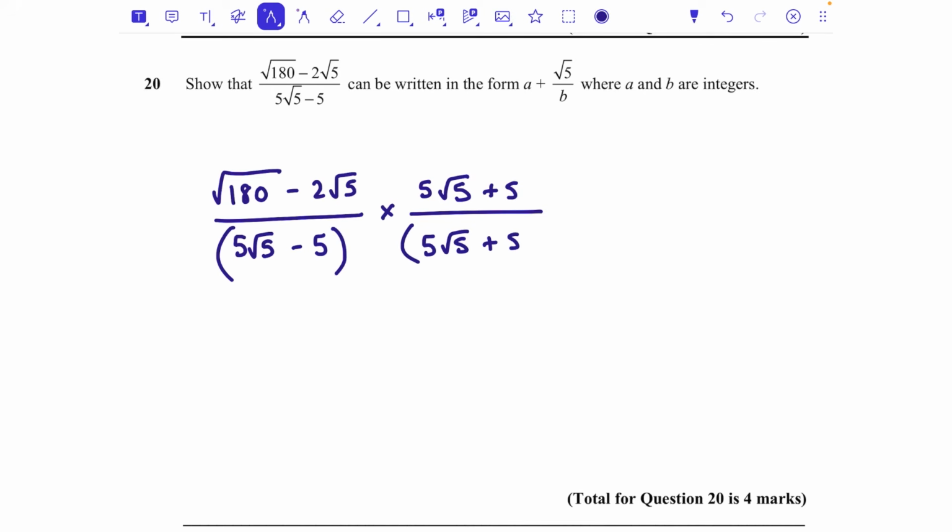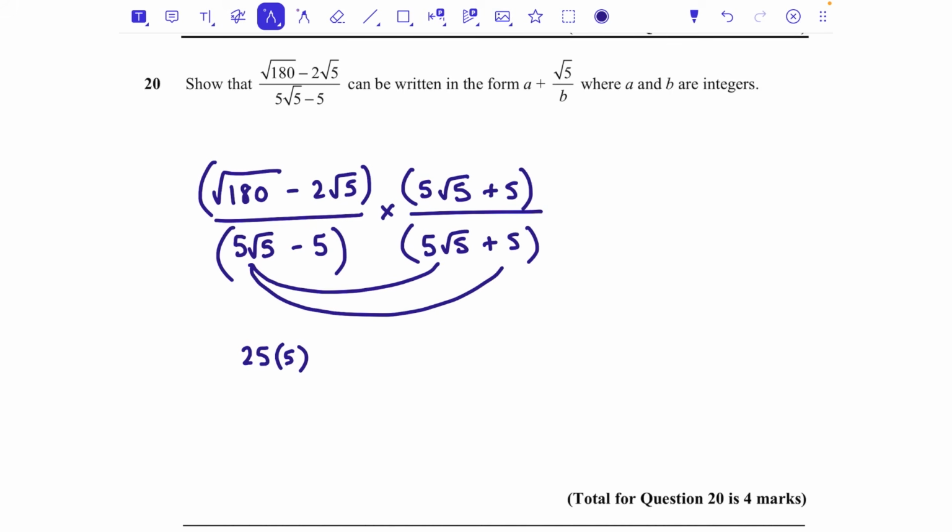Now when we're timesing 2 terms by 2 terms, it's much easier if you put brackets around that. So let's look at this denominator first. 5 root 5 times 5 root 5 is going to be 25 times 5. 5 times 5 is 25, and root 5 times root 5 is 5. And then I've got plus 25 root 5 minus 25 root 5. And we wanted that to happen because they are going to cancel out and get rid of any surd terms. And then last but not least, I've got minus 5 times 5, which is minus 25.